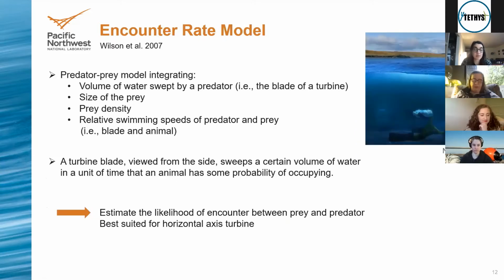So first, the encounter rate model. This is a predator-prey model that integrates the volume of water swept by a predator. Here, the predator is the blade of a turbine. This model integrates the size of the prey density, and the relative swimming speeds of predator and prey, so swimming speed of the blade and the animal. I mean, not swimming for the blade, but the speed of rotation. So in this model, the turbine blade is viewed from the side, and it sweeps a certain volume of water in a unit of time that an animal has some probability of occupying. And it estimates the likelihood of encounter between prey and predator, and it's also best suited for horizontal axis turbine.